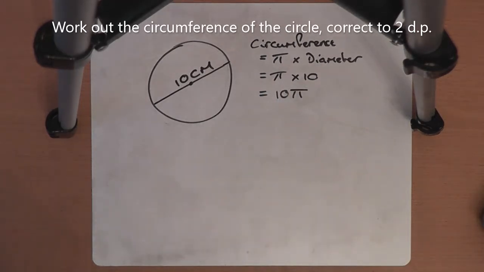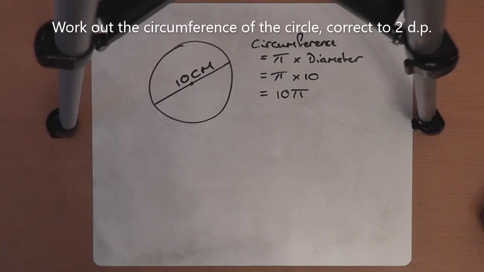We drop out the times sign just for convenience. 10 lots of pi or 10 pi. And that is what we're going to do if the question says giving your answer in terms of pi. In fact, I'm going to suggest we do it for every question just in case, because you never know. Now, what we actually want is we want our answer given in terms of a decimal, because the question asks us to do to 2 decimal places.